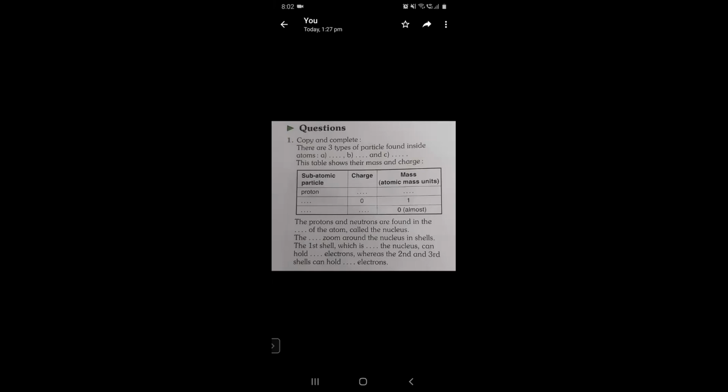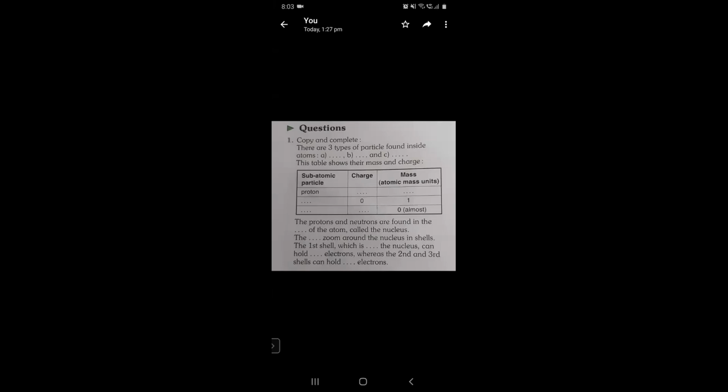Okay, let's move on to the table. Now we have to explain the table to show their mass and their charges. First, we will explain the subatomic particles. Protons is the first subatomic particle. The second subatomic particle is neutron, and the third one is electron. The charges are: for proton the charge is 1 plus. For neutrons there is no charge, it is 0. And for electron the charge is 1 minus.